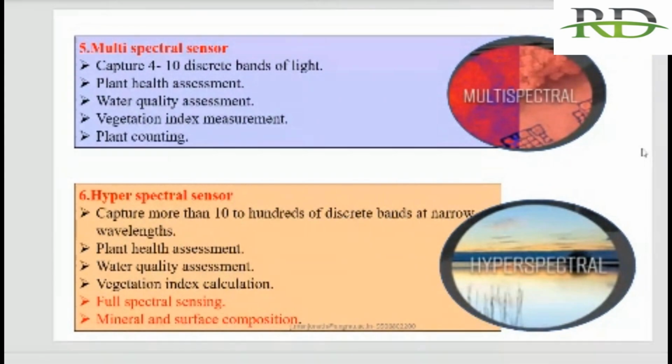Multispectral sensors let us assess plant health, water quality, vegetative index and plant counting. Just by flying the drone over the crop canopy, we can count how many plants are present, how many matured, how many harvested, how many diseased. This is the multispectral sensor, and also the hyperspectral sensor, which is also wonderful. They are very costly, more than 14 or 15 lakhs. We can observe especially the agricultural and water sectors. Next.